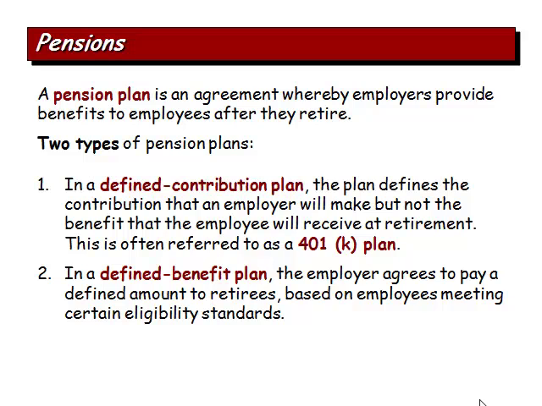Pension plans are agreements whereby employers provide benefits to employees after they retire. Two types of pension plans: a defined contribution plan, where the plan defines the contribution an employer will make but not the benefit, versus a defined benefit plan, where the employer agrees to pay a defined amount to retirees based on employees meeting certain eligibility standards. From an employer's point of view, a defined contribution plan is always better. From an employee's point of view, the defined benefit plan is a nice guarantee.